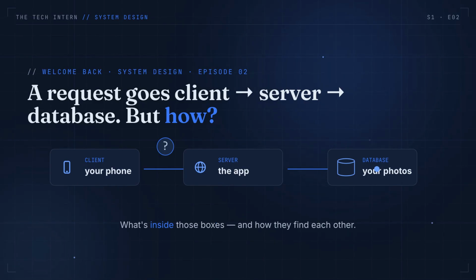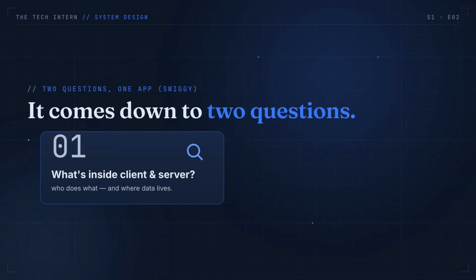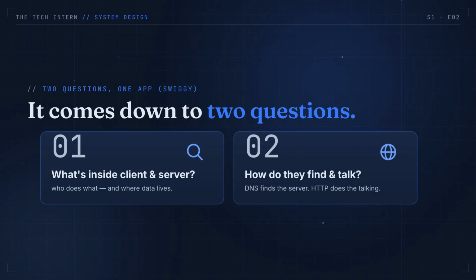So let's order some food, open Swiggy. It all comes down to two questions. One, what's really inside those words, client and server? Who does what, and where does your data actually live? Two, how do they find each other across the whole internet, and how do they talk once they do? Two questions. Let's go.